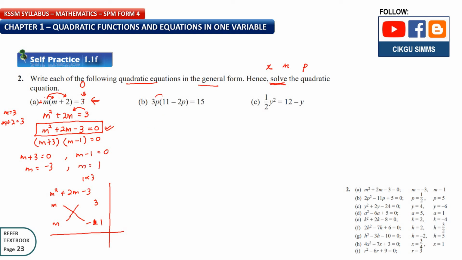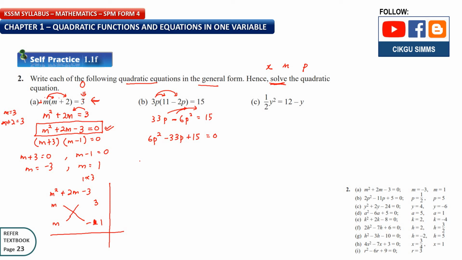So for this one, the second question, also the same. You will multiply, expand it. So positive 33p minus 6p squared equals 15. So you rearrange. I better let this negative be gone, so I move it there. This one also moves there. So 6p squared minus 33p plus 15 equals 0.